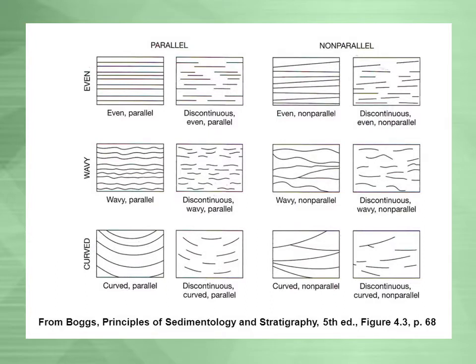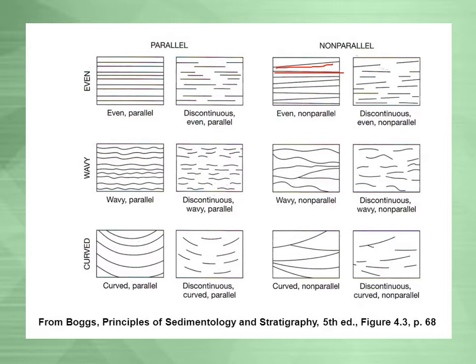Now here I show you a panel diagram in which the beds or laminae are differentiated depending upon some characters. Firstly, they are differentiated by whether the bounding surfaces, that means the top and bottom surfaces of a layer, are parallel or not. Here you can see the two lines are parallel to each other, and in this picture the two lines are not parallel to each other. They are gradually diverging from each other.